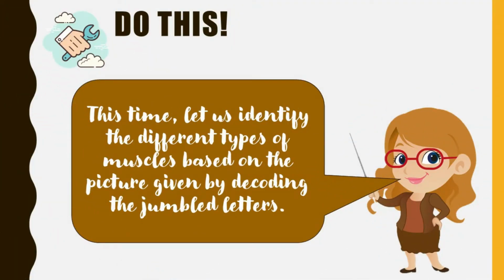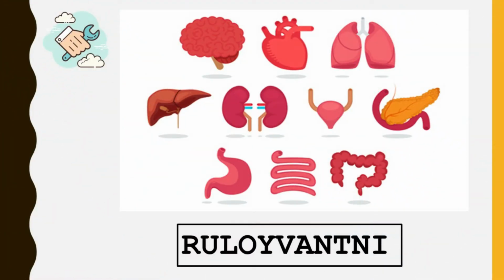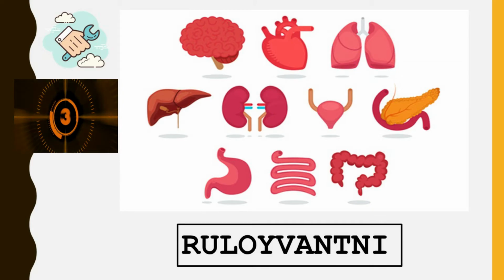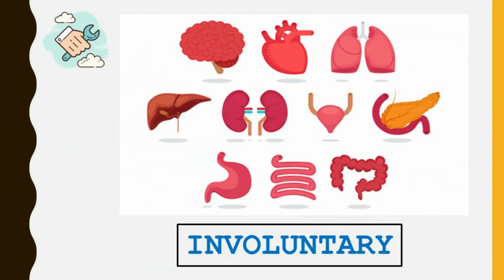This time, kids, let us do this activity. I want you to identify the different types of muscles based on the picture given by decoding the jumbled letters. And I'll be giving you 5 seconds to decode the jumbled letters. Picture number 1. 5, 4, 3, 2, 1. The answer is involuntary.